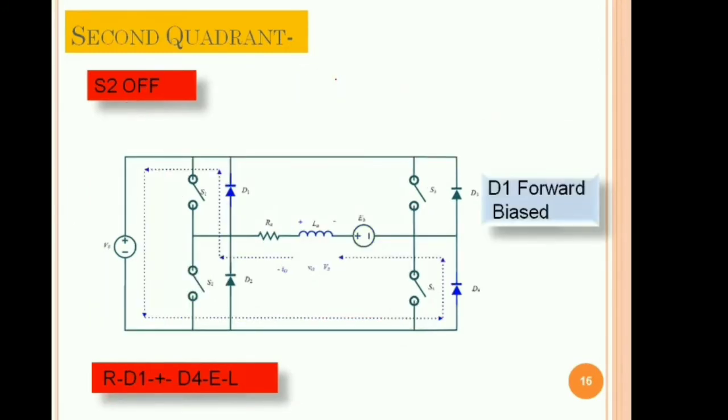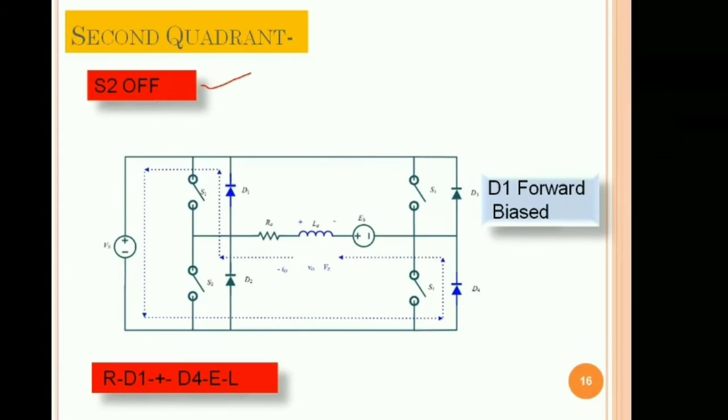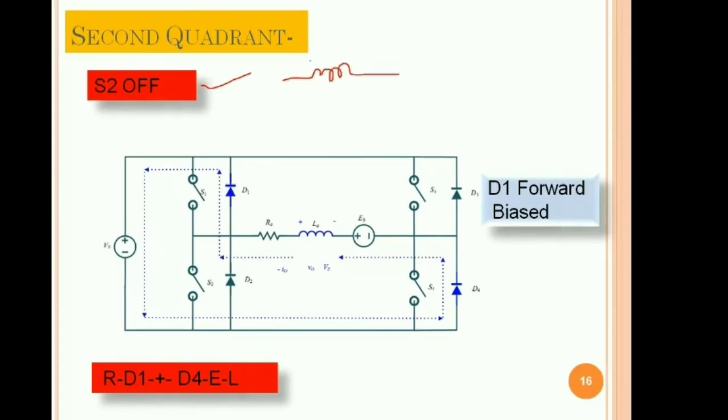Now the next mode is when S2 is off. That is the switching action. Previously it was on, now it is off. So again we have seen the inductor is charged like this, minus plus. When S2 is off, the inductor polarity is reversed. Due to the switching action, the inductor polarity is reversed. We can remember it like that. So that is the change in polarity.